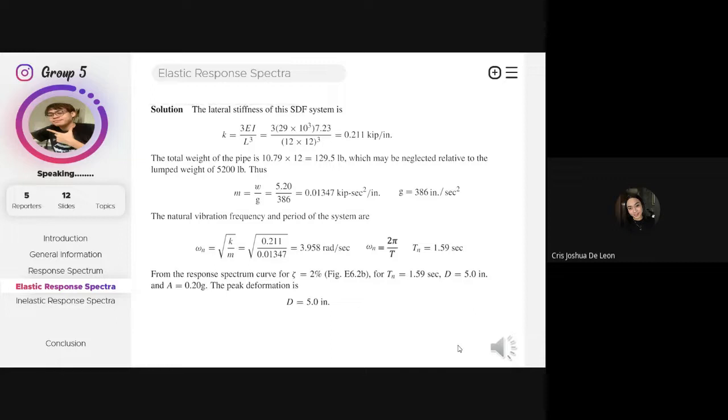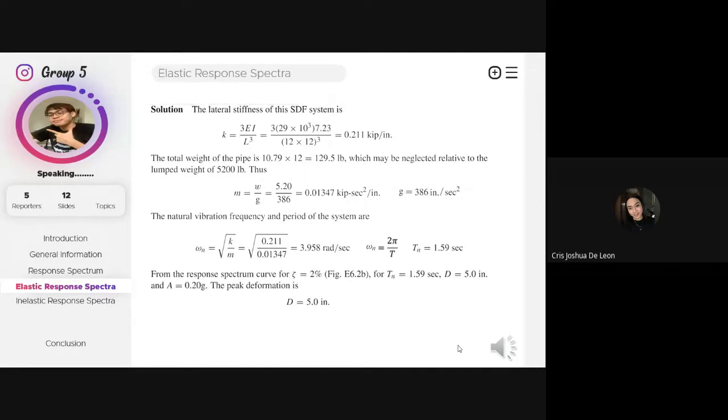Kaya naging 386 siya. Equals 0.01347 kips square seconds per inch. Tapos the natural vibration frequency, or the omega, and period of the system are Wn ay equal siya sa square root ng K over M. Tapos substitute lang yung mga value na nakuha na mass and K. Makukuha mo na yung frequency na 3.958 rad per seconds. Where Wn ay equal siya sa 2 pi over T, kaya nakuha yung T na 1.59 seconds.